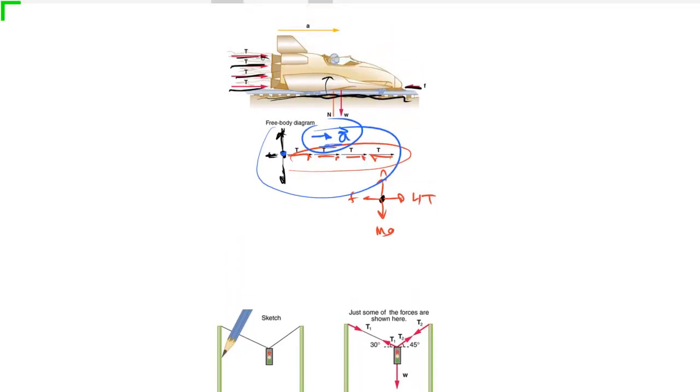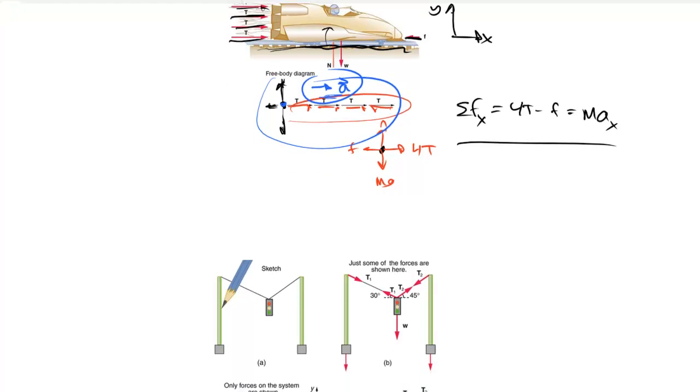So writing out Newton's laws, we'd have the sum of forces in the x direction. I didn't establish a coordinate system: positive x to the right, positive y upwards. This would be 4T minus f is equal to mass times acceleration in the x direction, which I can solve if I know, I would need to know 3 of these 4 variables there.